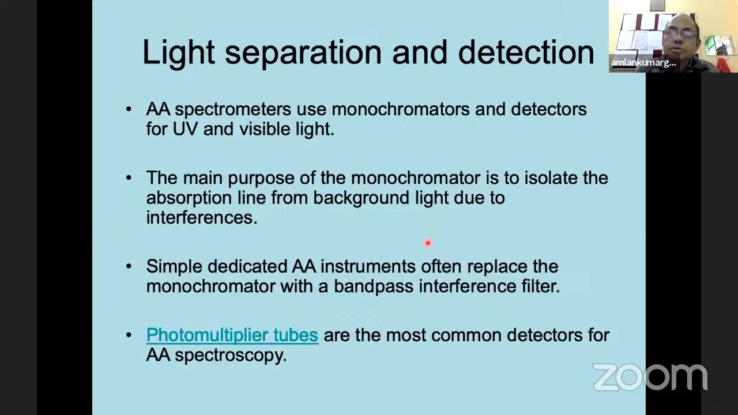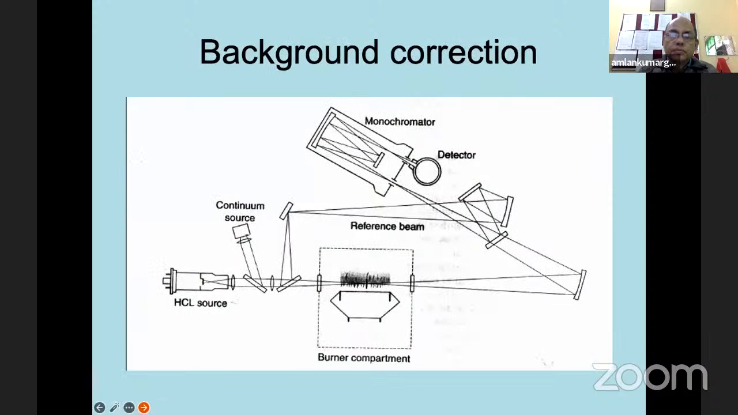You can use a grating also. Now, discussions on these monochromators is beyond the scope of this lecture. And the detector is the photomultiplier tube. This is the most common detector used in AAs. So this is background correction.